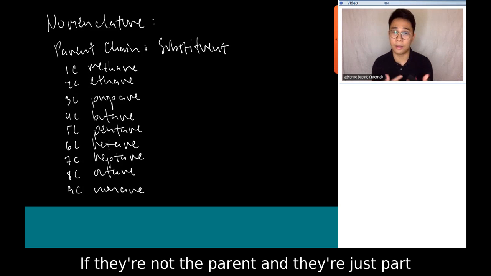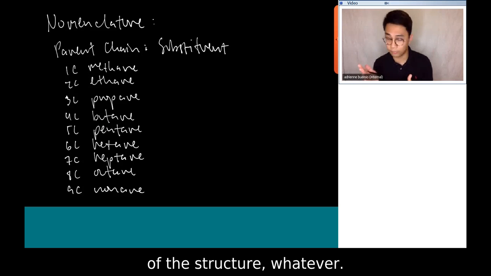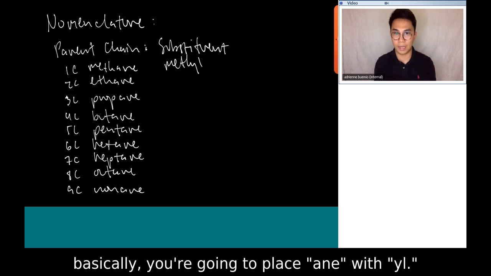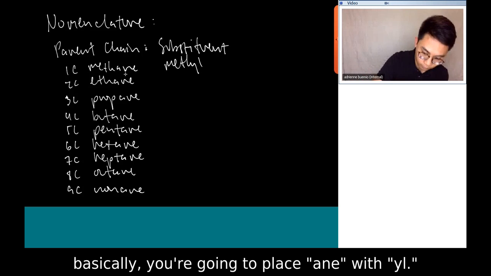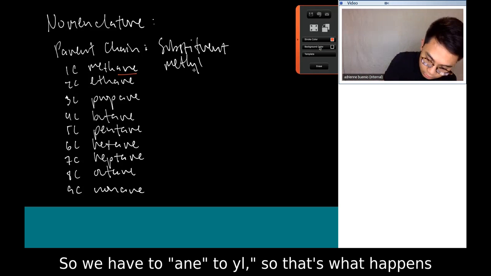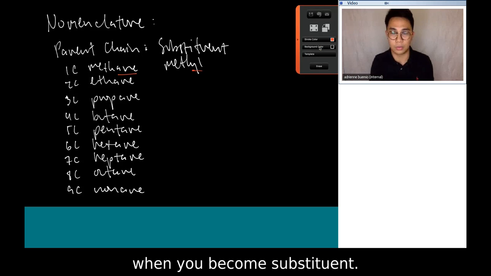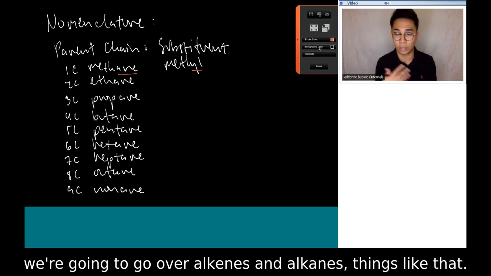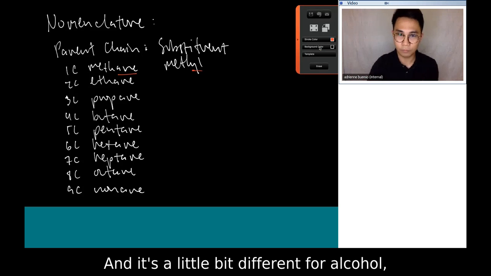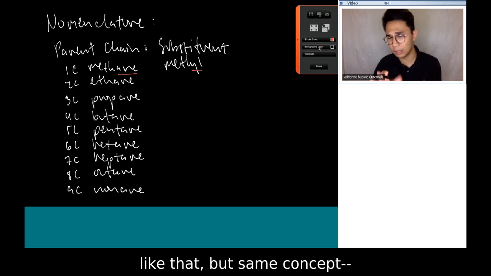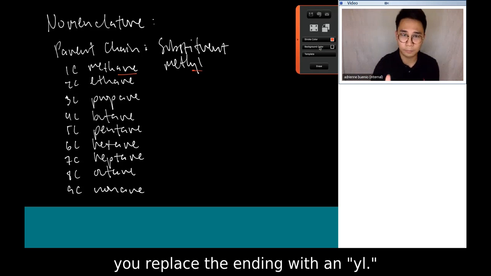If they're not the parent and they're just part of the structure, whatever, right? There's going to be methyl. Basically, you're going to replace -ane with -yl, right? Let me highlight that. So we have the -anes to -yls. So that's what happens when you become a substituent. And this applies even when we go over alkenes and alkanes, things like that. It's a little bit different for alcohols and the functional groups, but same concept. You replace the ending with -yl, right?